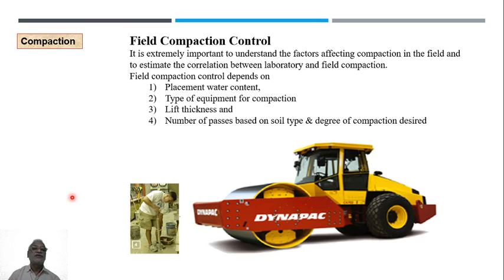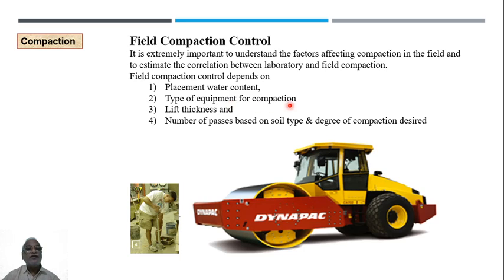Okay, field compaction control. It is extremely important to understand the factors affecting compaction in the field and to estimate the correlation between laboratory and field compaction. Field compaction control depends upon four factors. One, placement water content, because in the laboratory you have found OMC. So if they are using the same amount of water or less or more, it matters. So placement water content is an important point to be observed in field compaction.